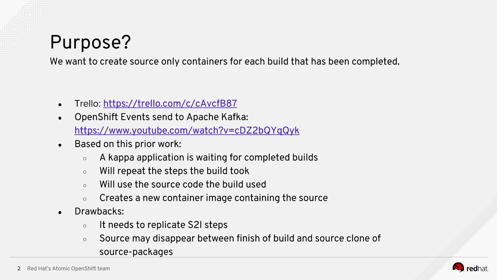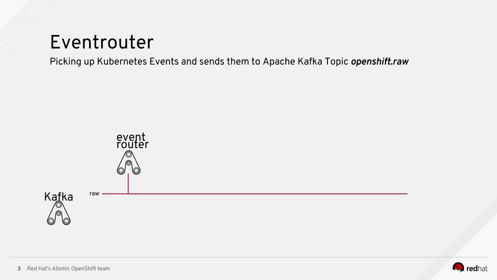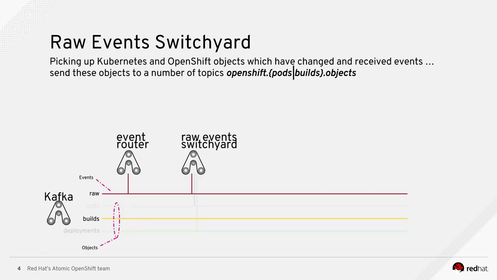So what have I implemented? The event router is a well-known component by now. It's sending Kubernetes and OpenShift events into an Apache Kafka topic. In addition to that, we have the thing that I call raw event switchyard, something that is reading raw events from the topic and picking up objects and sending these objects to other Apache Kafka topics.